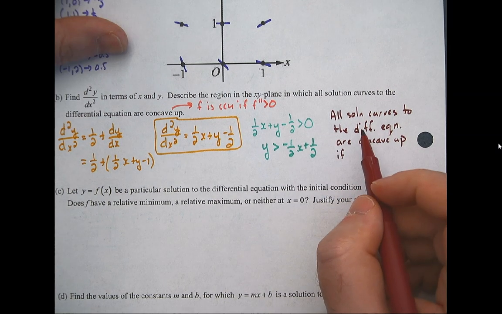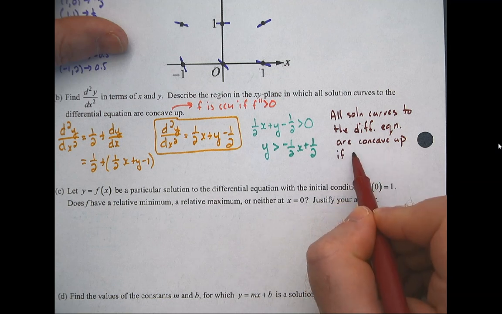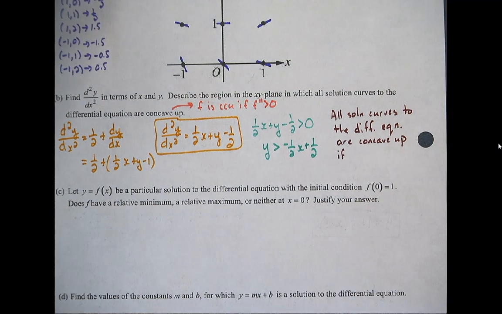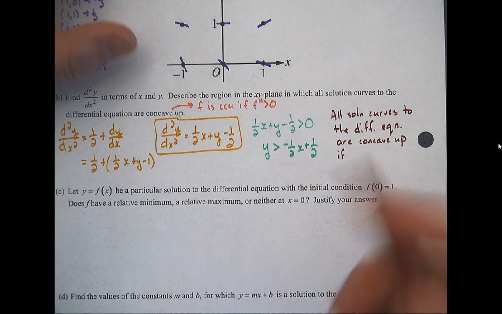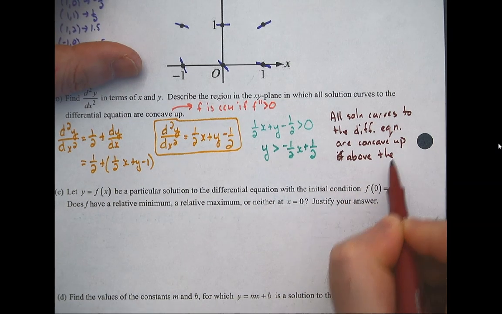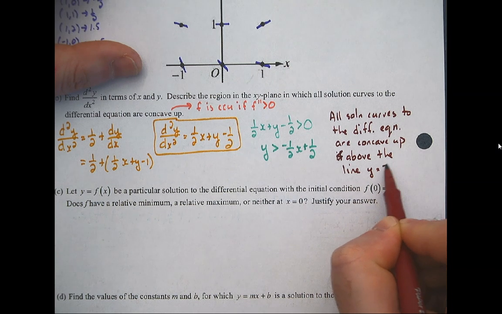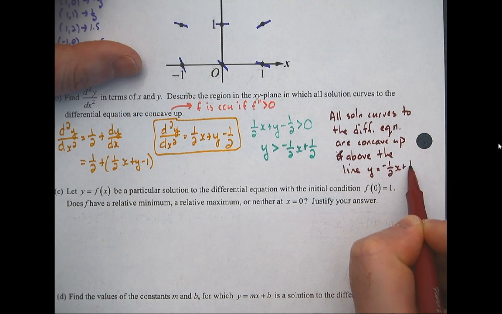All solution curves to the differential equation are concave up if, how do I want to finish this? How about if I just say above the line y equals negative 1/2 x plus 1/2. There we go.